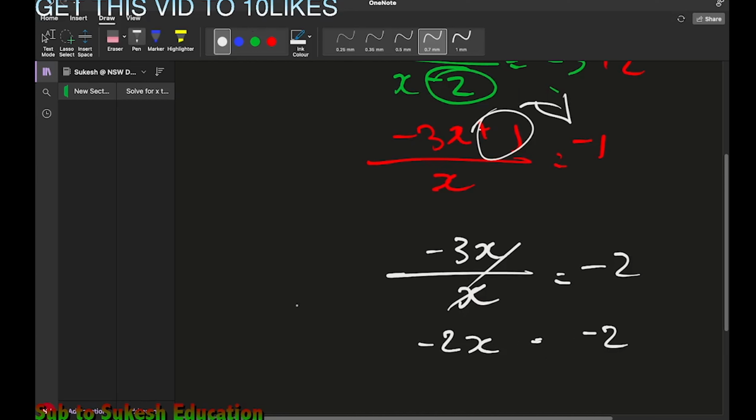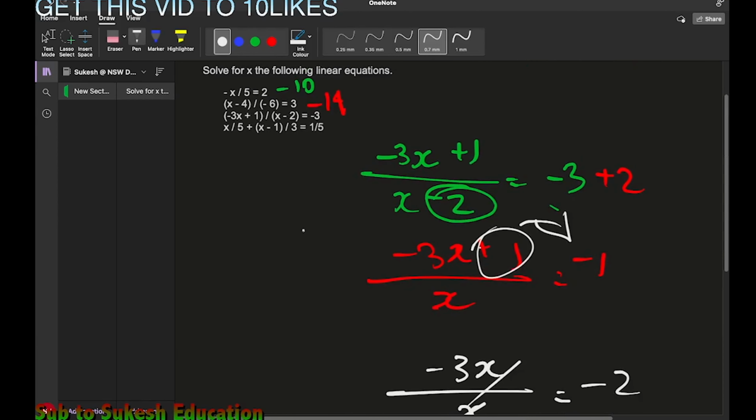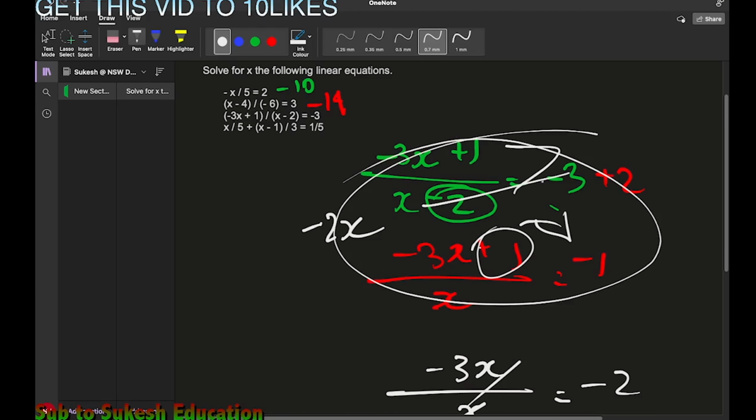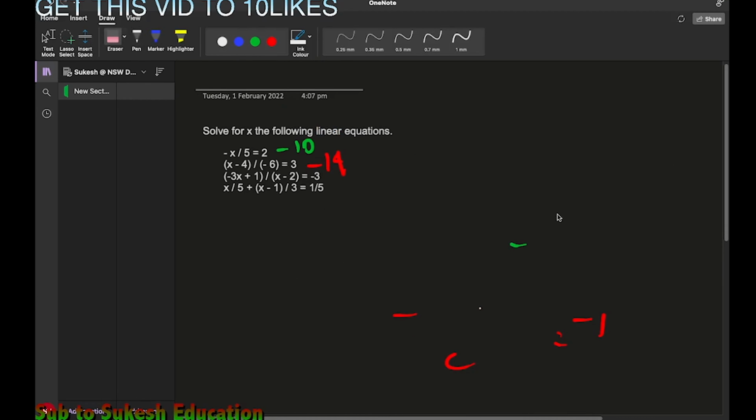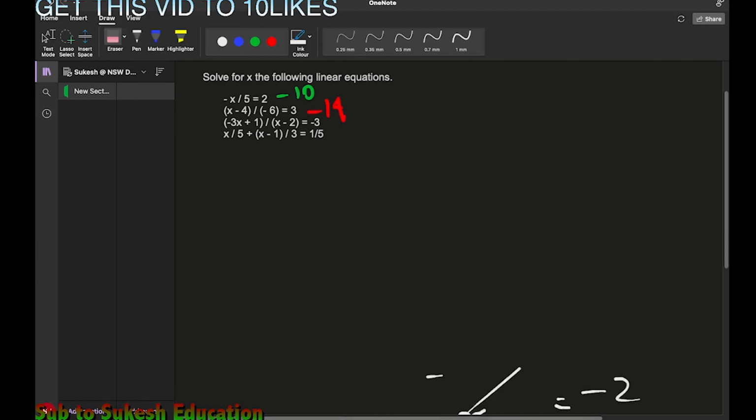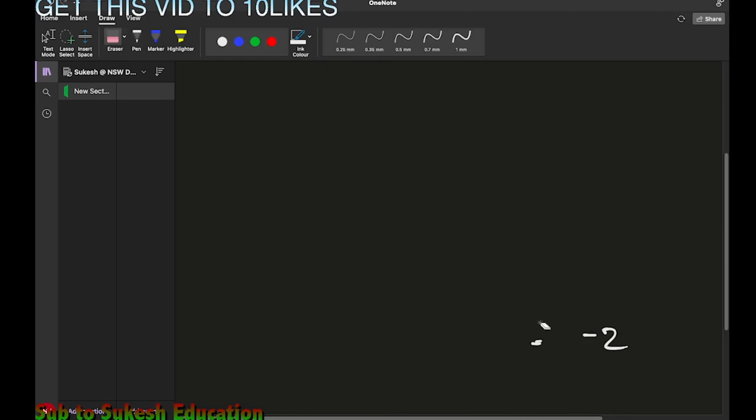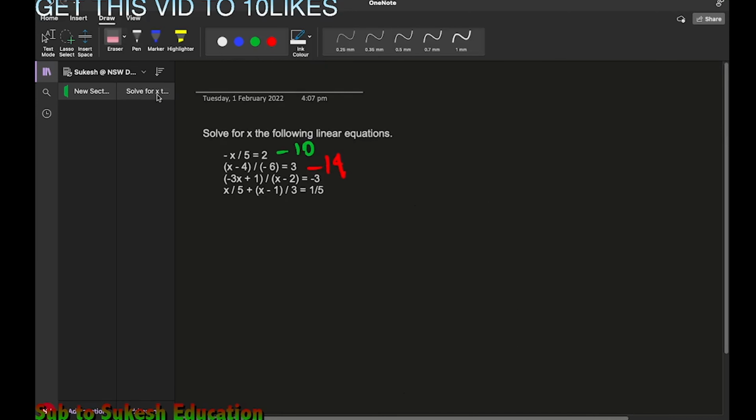But this is not possible, guys. You can't work out a solution for this. Therefore, there is no solution to this question. Now, let's move on to the final question, which seems to be pretty tricky on the outside just because of all of its division signs, but actually isn't. So let's write our answer, none.